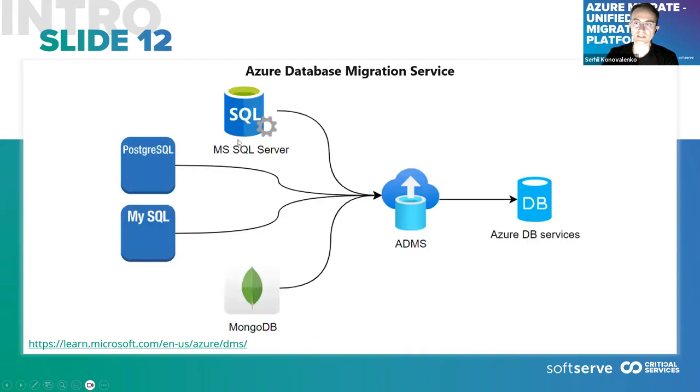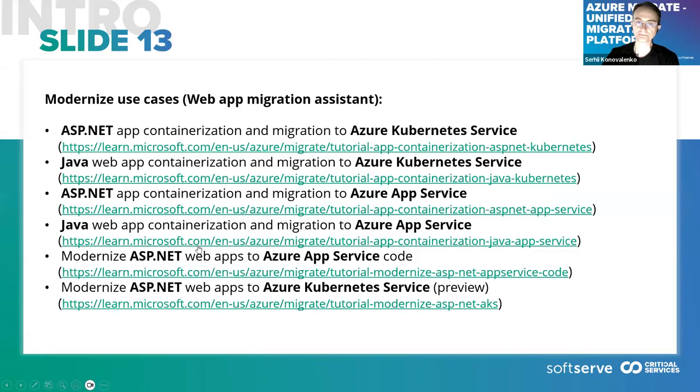Regarding Azure Database Migration Service that Azure Migrate provides us, we are able to migrate SQL Server, Postgres, MySQL, MongoDB using Azure Data Migration Service to the Azure database services or our targets in the Azure cloud. So it might be Cosmos DB, SQL DB, managed instance, Postgres, MySQL, and so on.